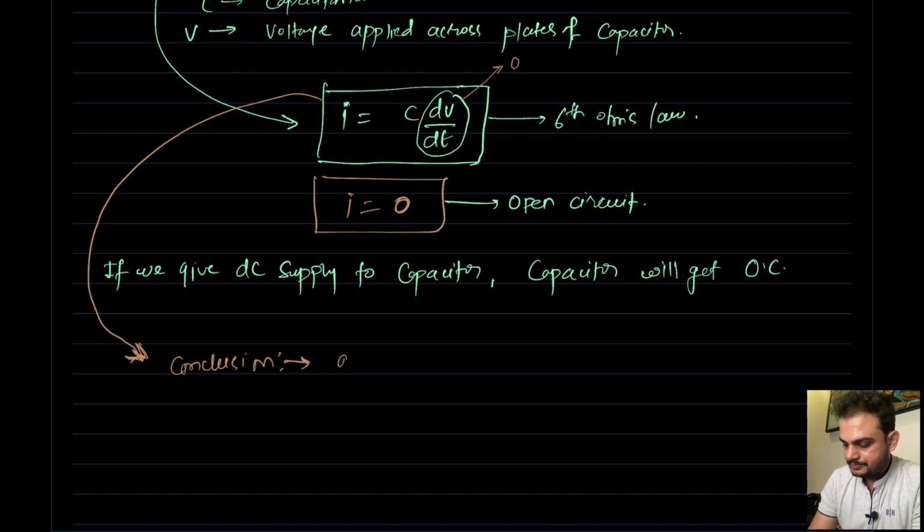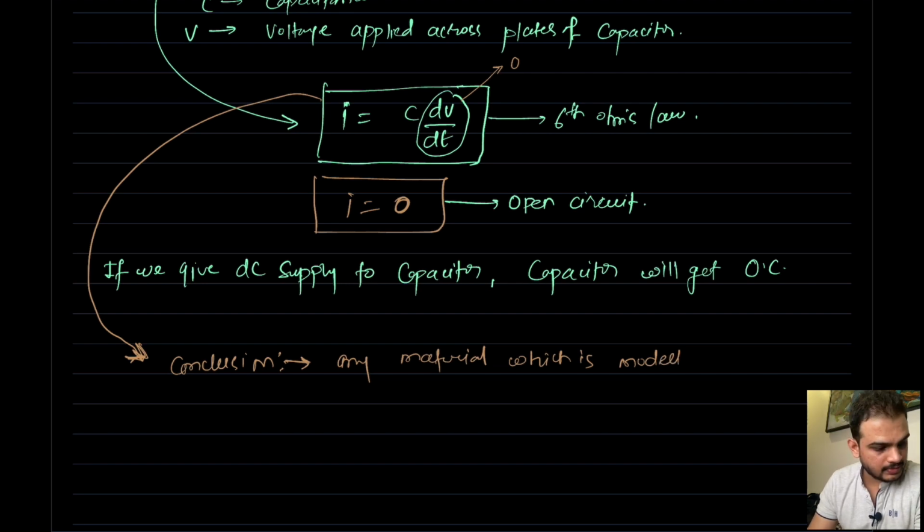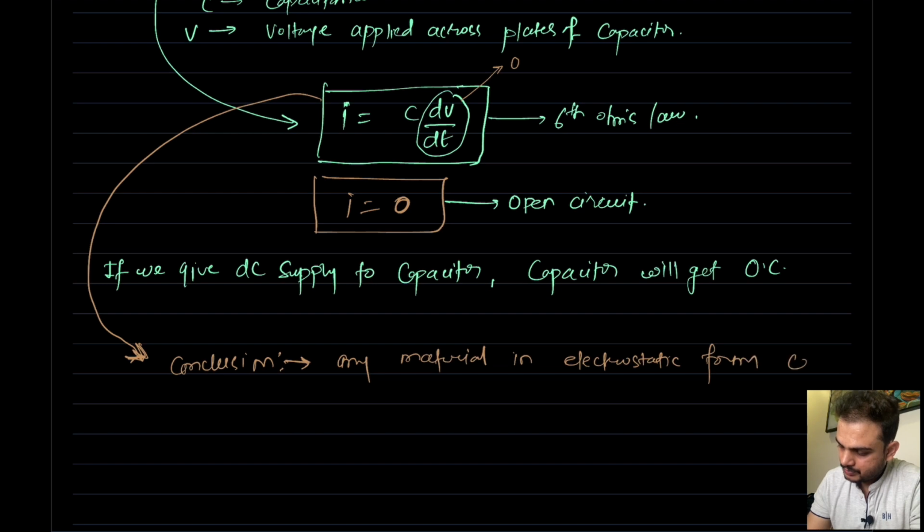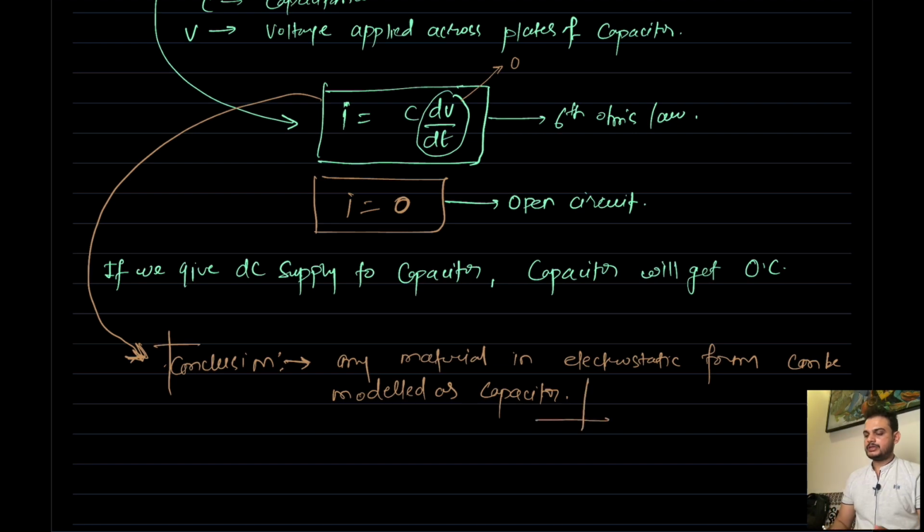Any material in electrostatic form can be modeled as a capacitor. Okay, this is how we can understand our Ohm's law.